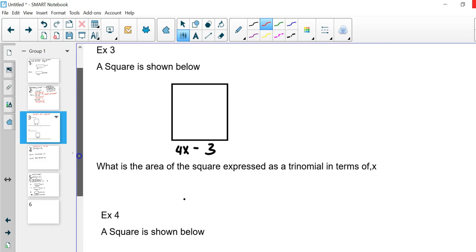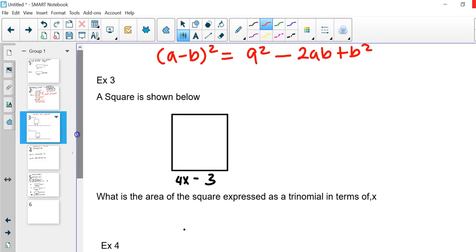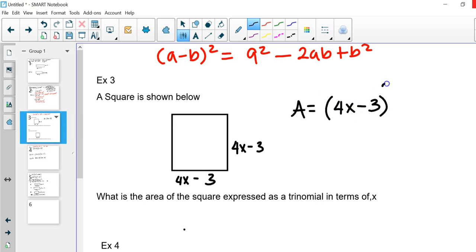So here we have this example. A square is shown below with the following parameters. What is the area of the square in terms of x? Remember, area is length times width, and in a square, all your sides have the same length. So my length will be 4x minus 3, my width will be also 4x minus 3. So we'll just multiply that out. I'll say area A equals (4x - 3) squared, (4x - 3) times (4x - 3), which is just (4x - 3) squared.